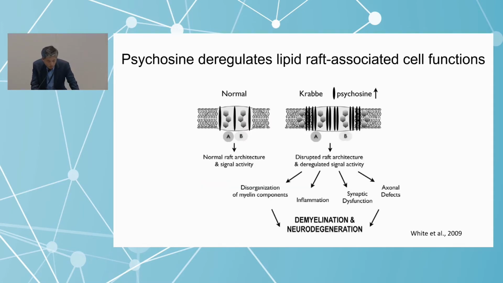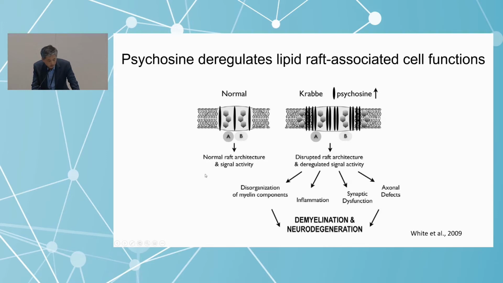The two galactolipids, psychosine and galactosylceramide, are highly increased in the Krabbe patient brain and mouse model, especially psychosine. Psychosine toxicity is extensively studied in the Krabbe scientist community. In this model, for example, this is how psychosine toxicity can be generated.